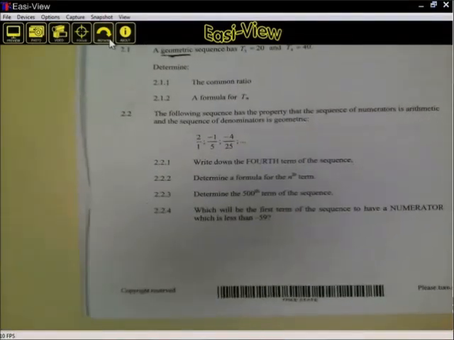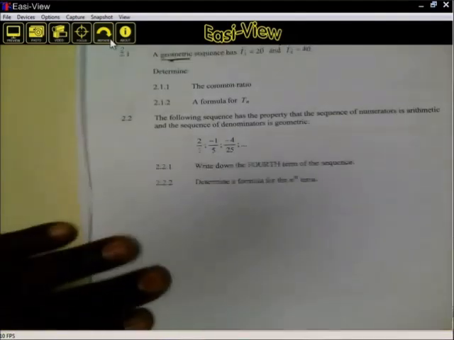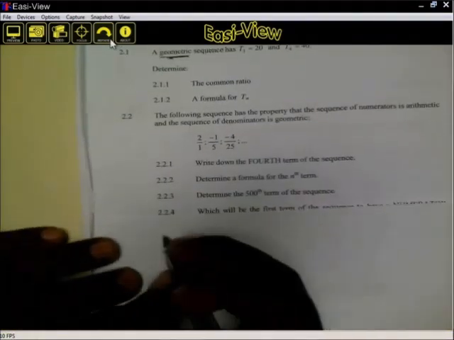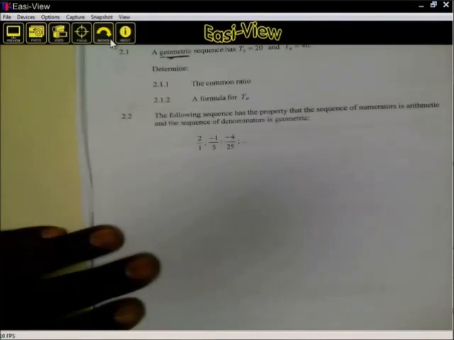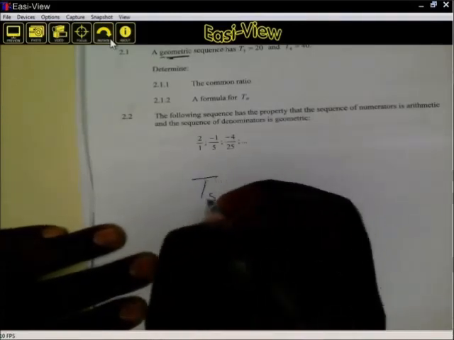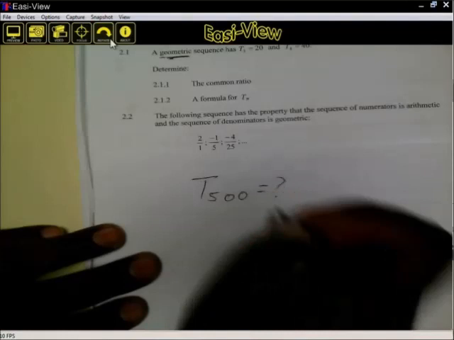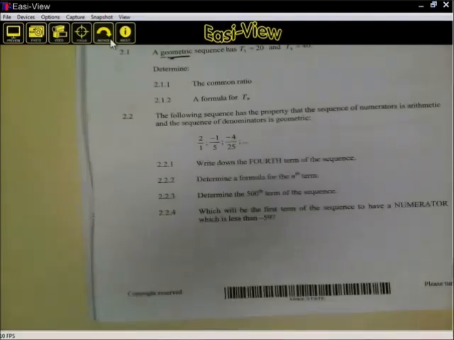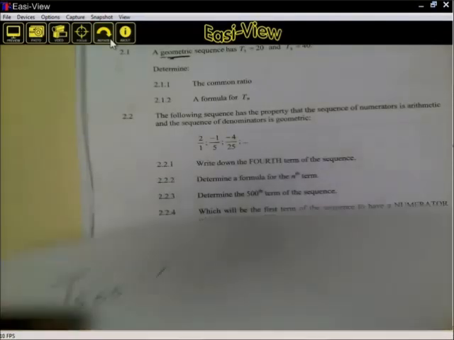Now the next question reads, determine the 500th term of the sequence. In other words, what they want us to find here is T500, because they say here, determine the 500th term of the sequence.